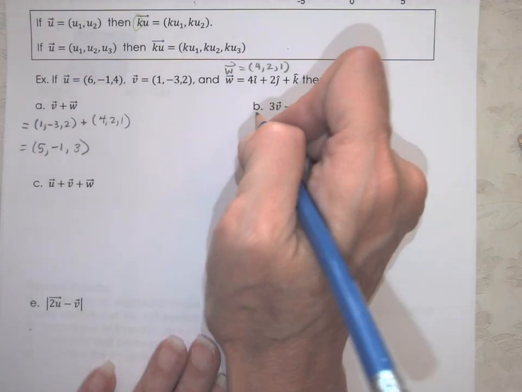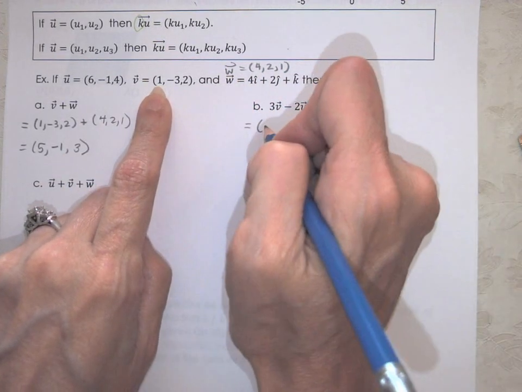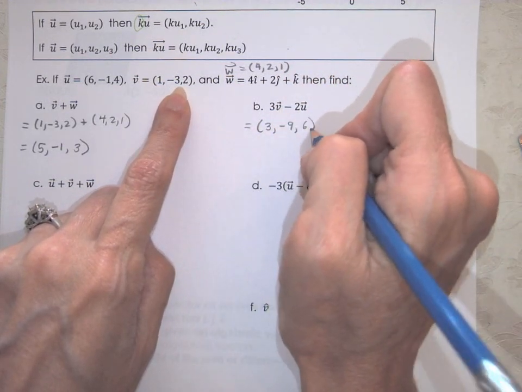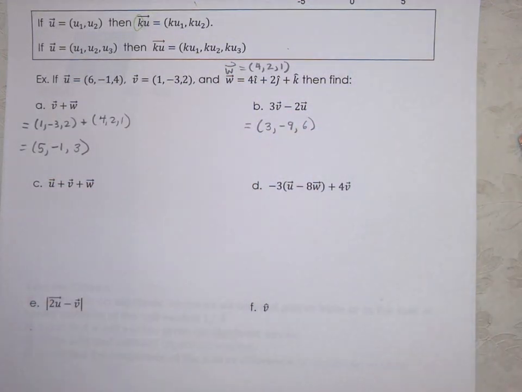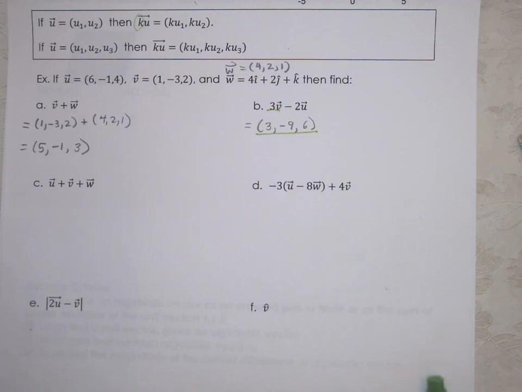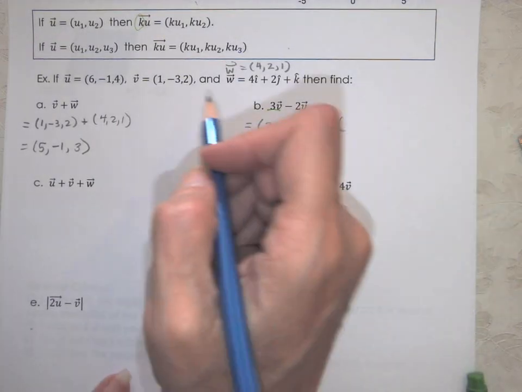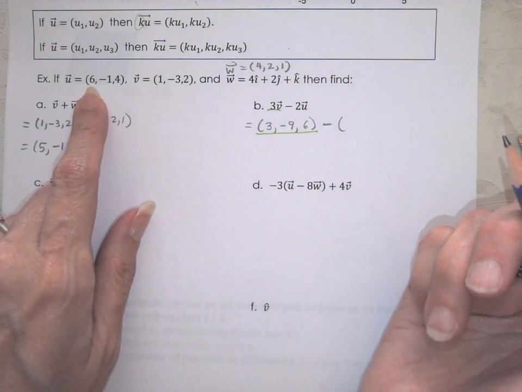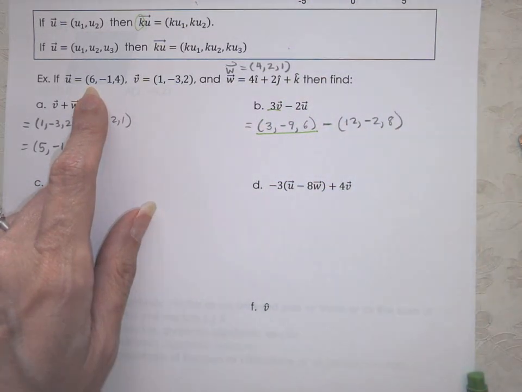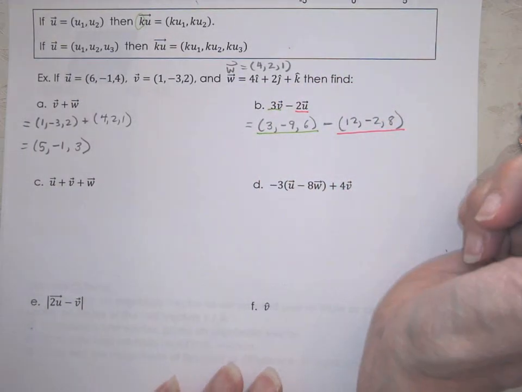So now 3 vector v minus 2 vector u. Looking at vector v, I'm going to multiply each component by 3. So 3, -9, 6. That vector is 3 vector v. And I'm going to subtract 2 vector u. Here's vector u, and I multiply each component by 2. That gives me 12, -2, 8. So this vector is 2 vector u.